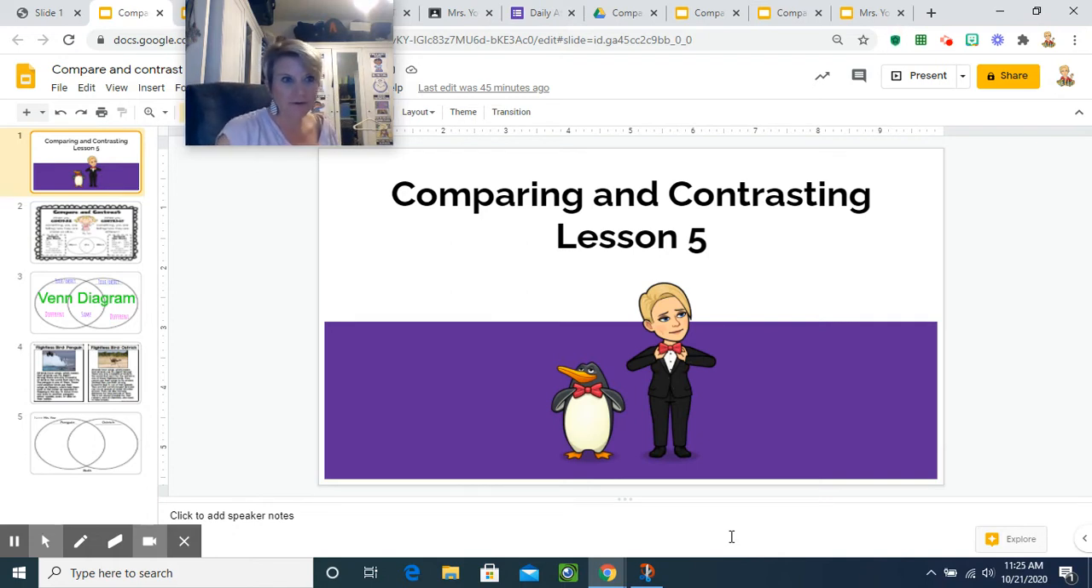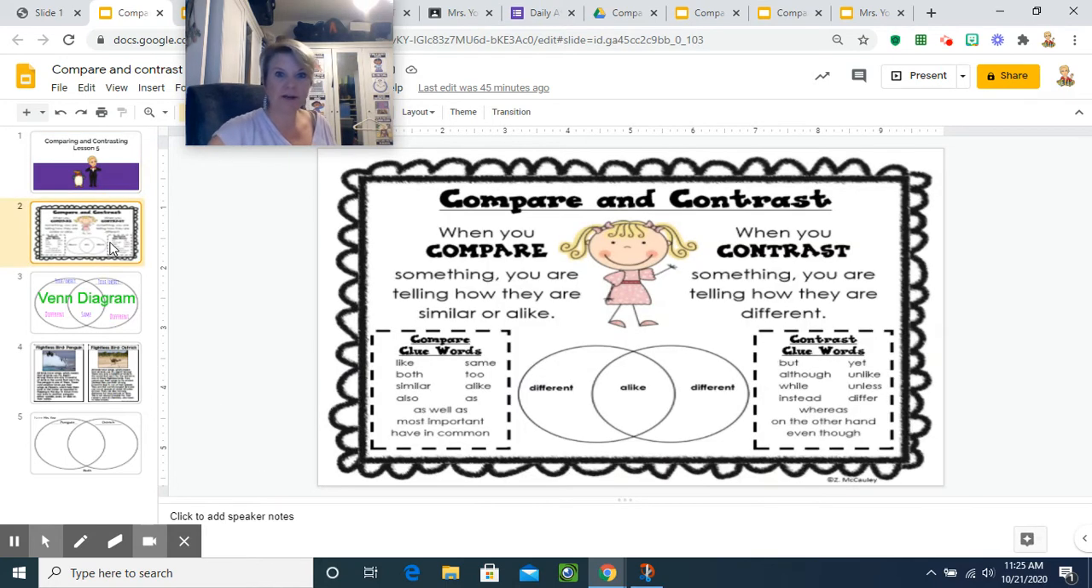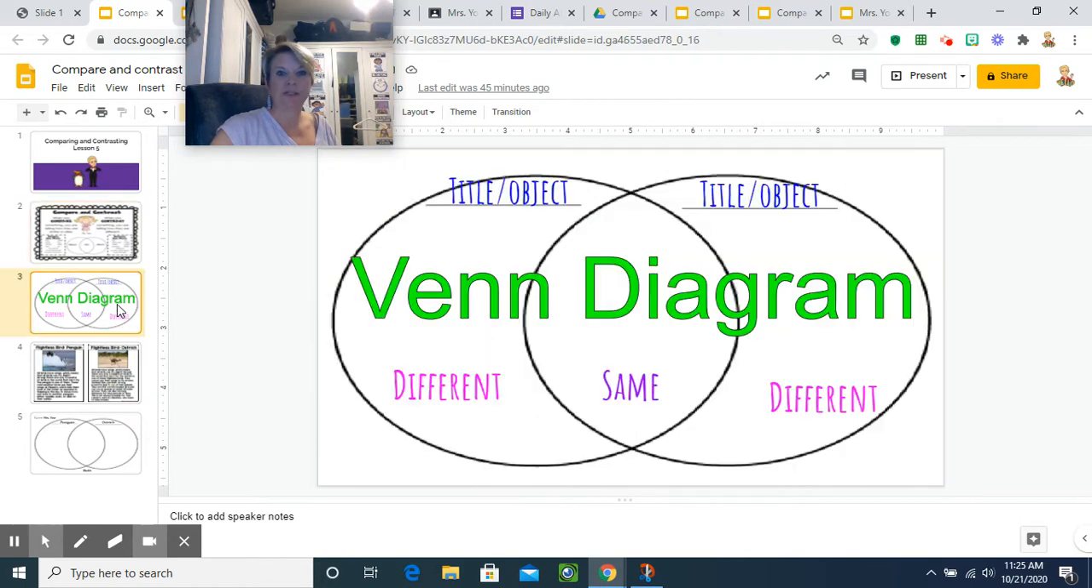So let's do a quick review. Here's our anchor chart, and remember that comparing means we're telling how things are the same, alike, or similar. And when we're contrasting, we're telling how things are different. The special tool that we use to help us organize our information is called a Venn diagram. Since we're comparing two stories, we put the title of our first story in the first circle and the title of our second story in the second circle.